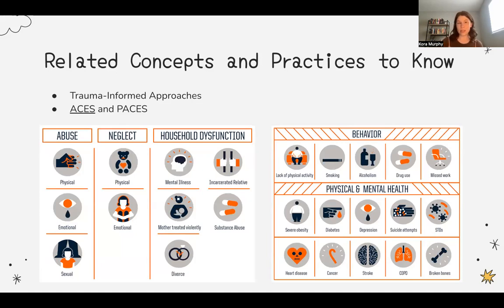ACEs as well as PACEs. ACEs are adverse childhood experiences. I have some examples here on the left, like emotional abuse, physical neglect, divorce, incarcerated relative. What can it lead to? Some examples on the right here: drug use, alcoholism, depression, diabetes, heart disease.